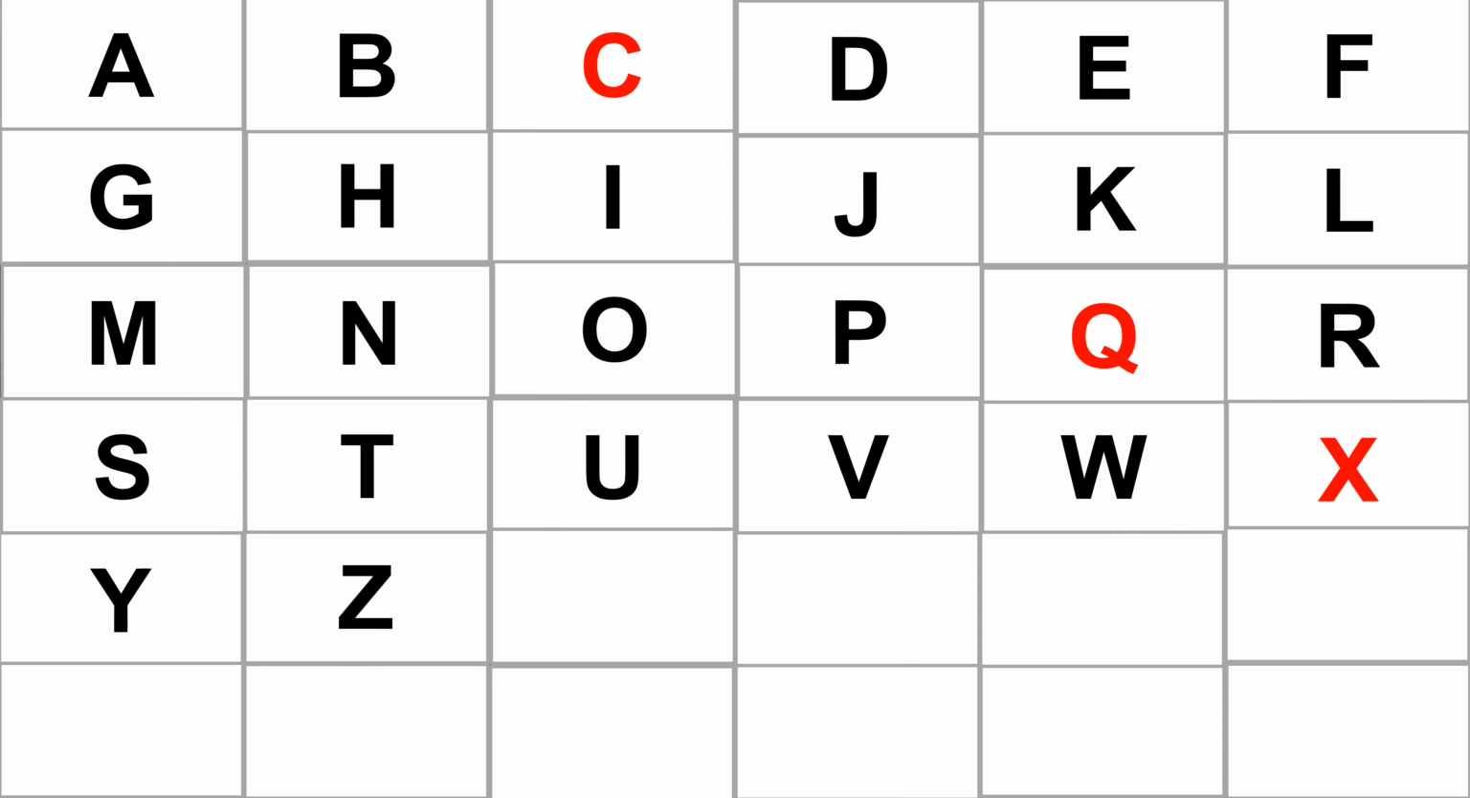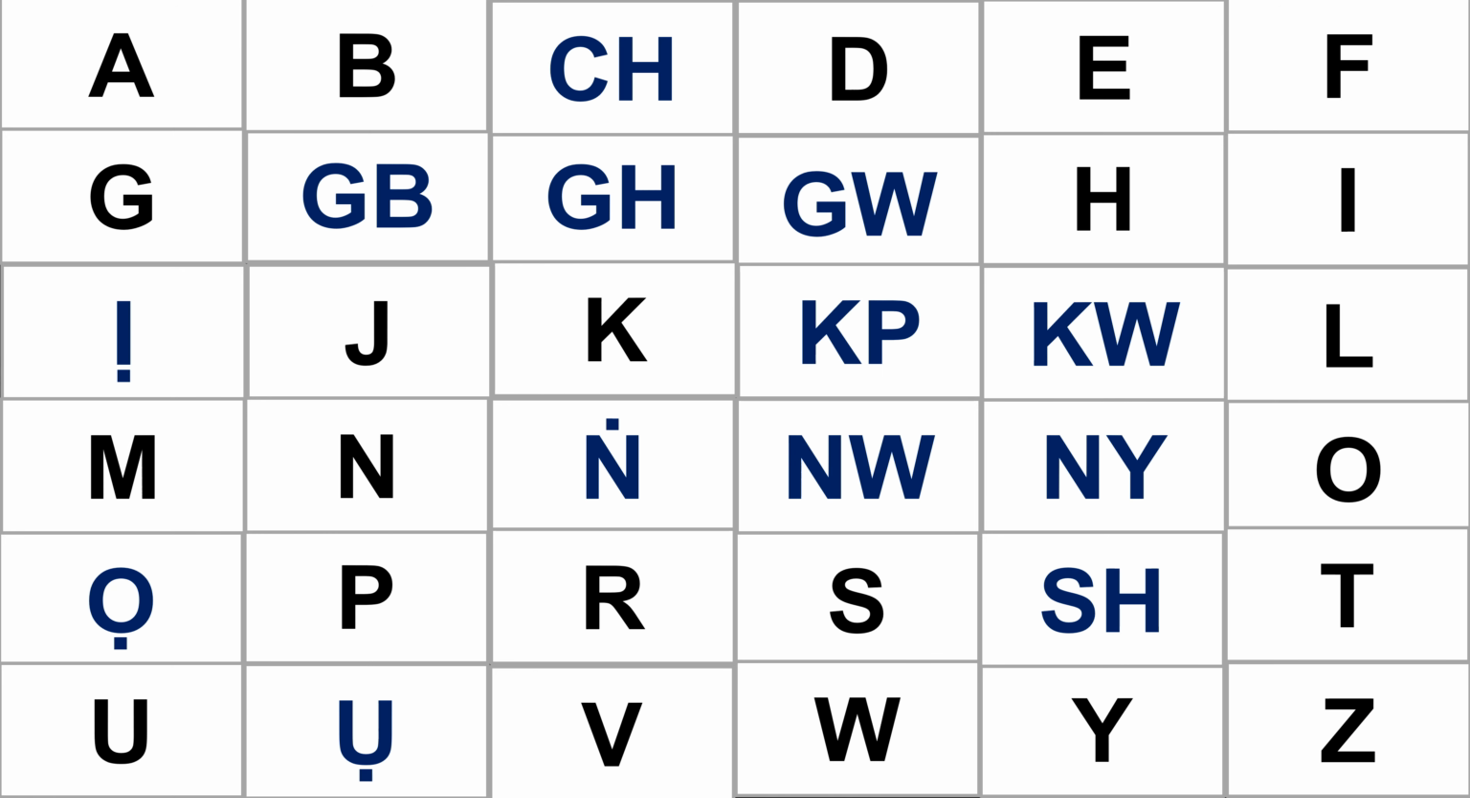23 of those 26 letters are also in the Igbo alphabet. C, Q, and X are not in the Igbo alphabet. So if you know the English alphabet, that means you already know 23 out of the 36 letters of the Igbo alphabet. So the Igbo alphabet has 36 letters.